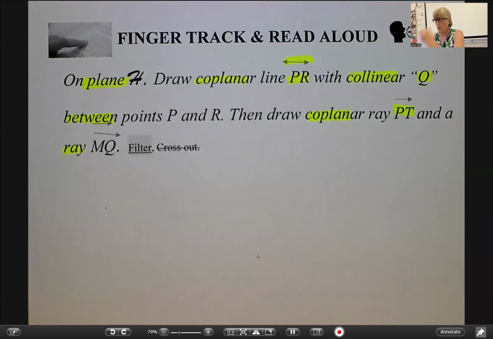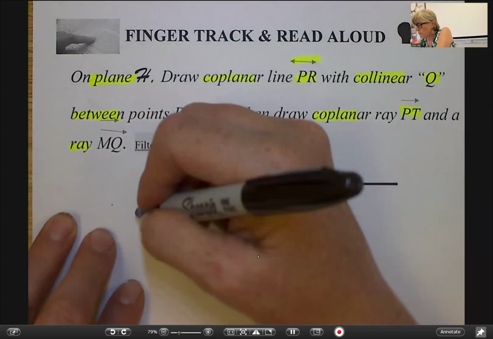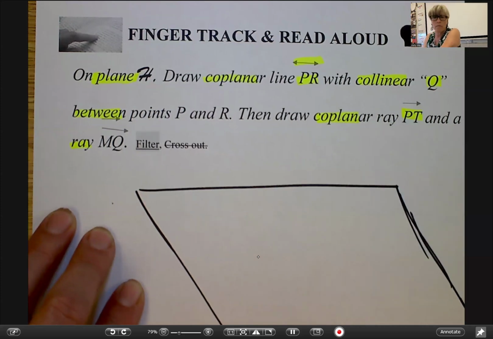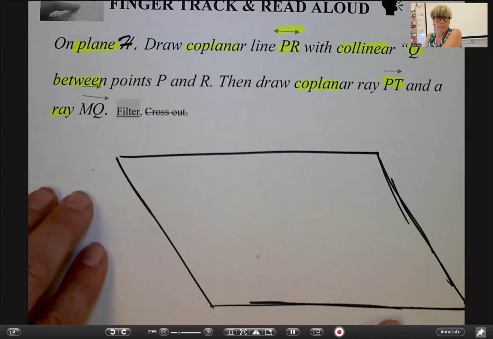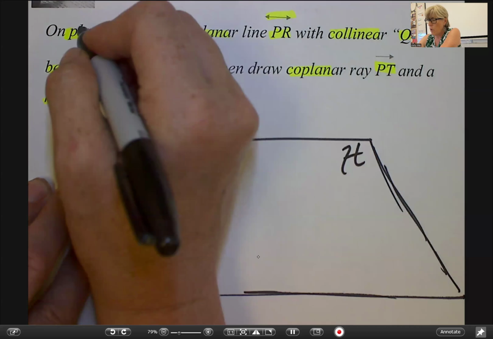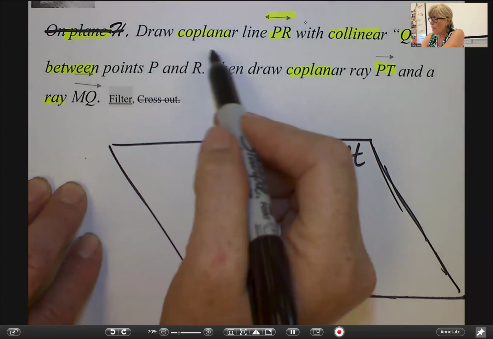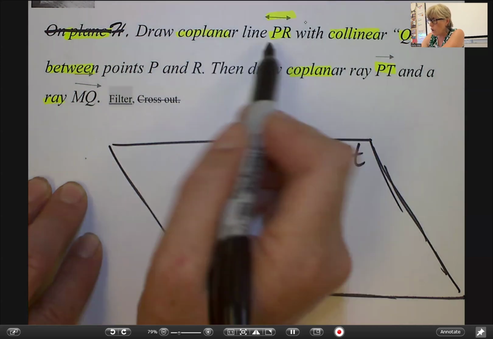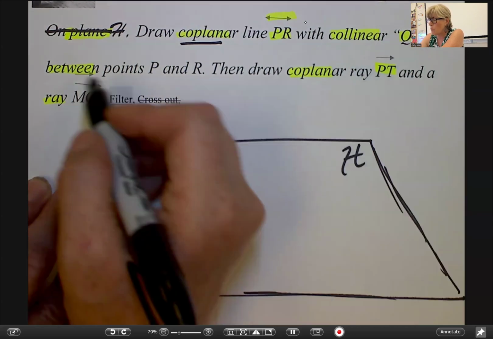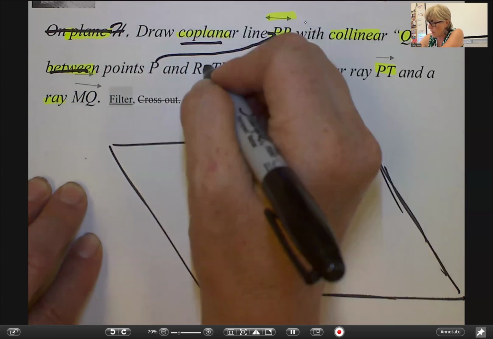We're going to take it one step at a time. Draw a plane H. So that's a tabletop. Plane H. Cursive, uppercase. Watch what I do. I cross it out as I account for stuff. Draw a coplanar line. Coplanar means on the same plane, with a collinear Q between the points P, same letters, same point. So that P and that R.